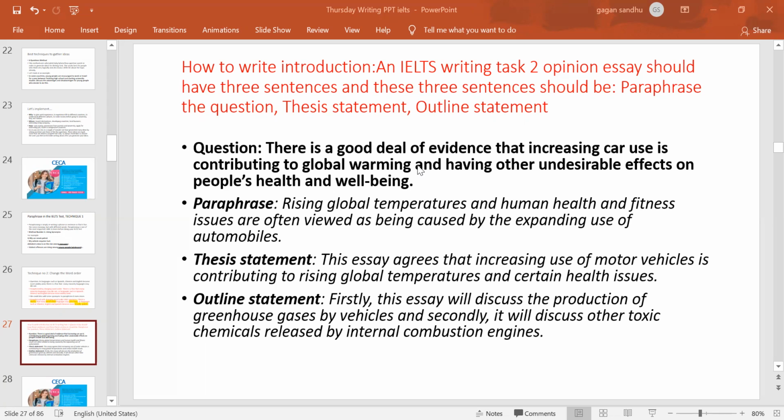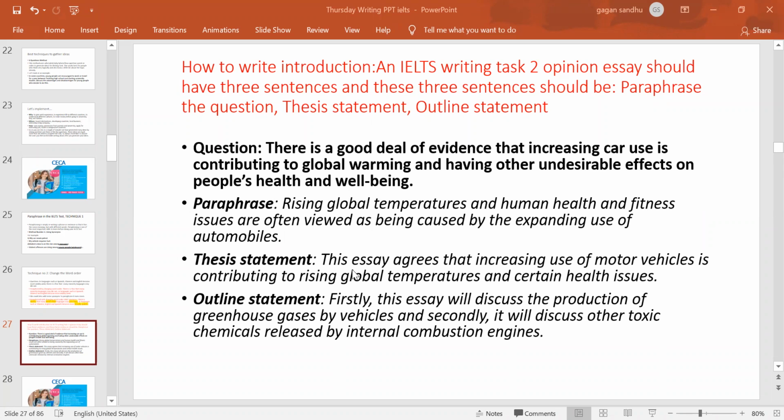So this is a good deal of evidence that increasing car use is the first part. So I bring it here at the second position, as being caused by the, what is the reason for these two issues? Often viewed as being caused by the expanding use of automobiles, right? So this is how mixing both things, the word order change and adding synonyms, gives a completely new look to the statement of the question.